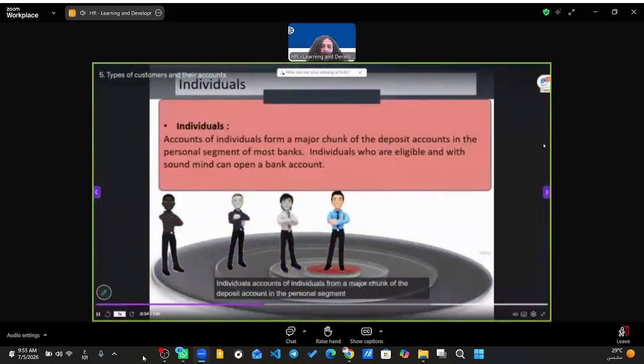Individuals. Accounts of individuals form a major chunk of the deposit accounts in the personal segment of most banks. Individuals who are eligible and with a sound mind can open a bank account.